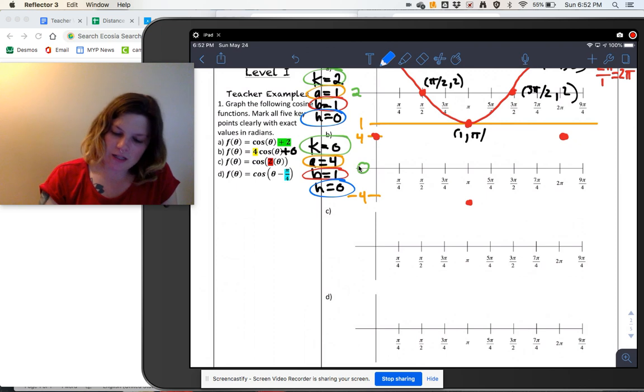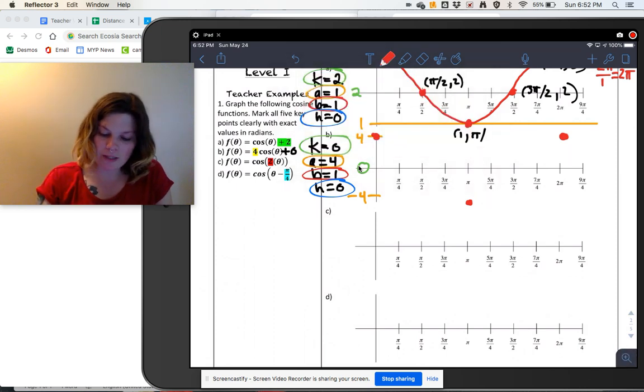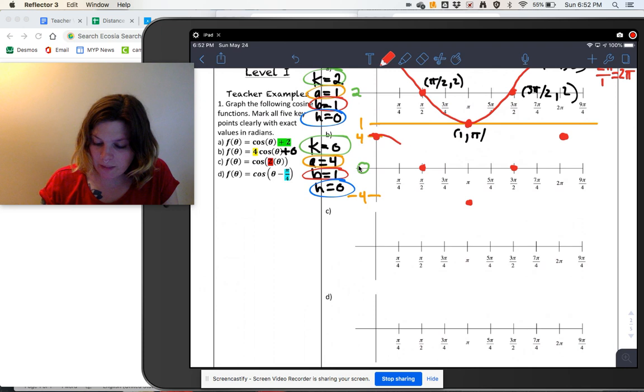So let's use symmetry. So halfway we're at our minimum. Halfway between there, we're at 0. Halfway between the last two, we're at 0. And then we just do our best to draw a beautiful graph. Not perfect, but that's okay.